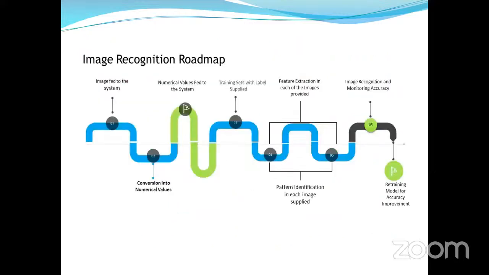Okay. So for image recognition, there's a small roadmap, because we are talking more about image recognition rather than other things. You have to feed this into the system, so you have to convert every image into numerical values. Please understand, the machine does not accept the image as such. It converts it into numerical values. It has a lot of features: color, contrast, brightness values, and other statistical values that are converted. The numerical values are fed into the system. You have training sets also converted to numerical values, features are extracted and the recognition is done. This is the image recognition roadmap.